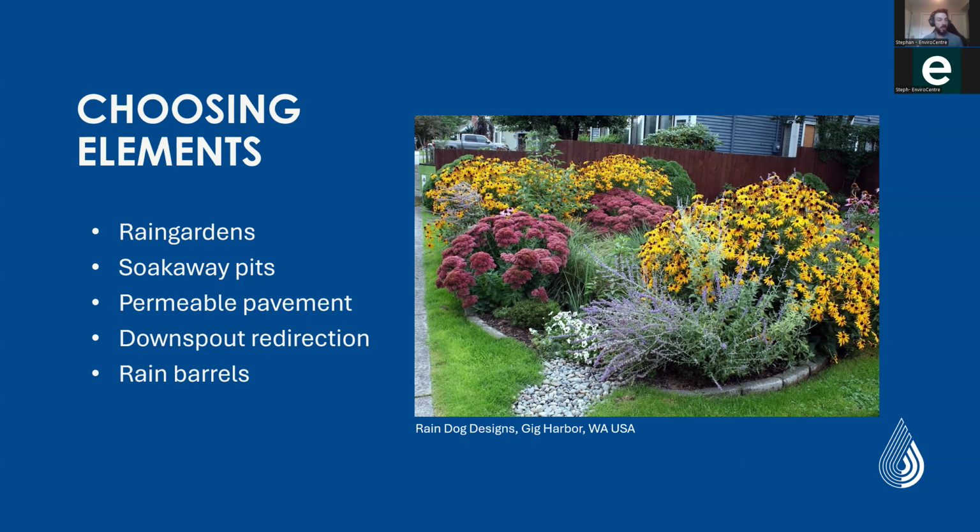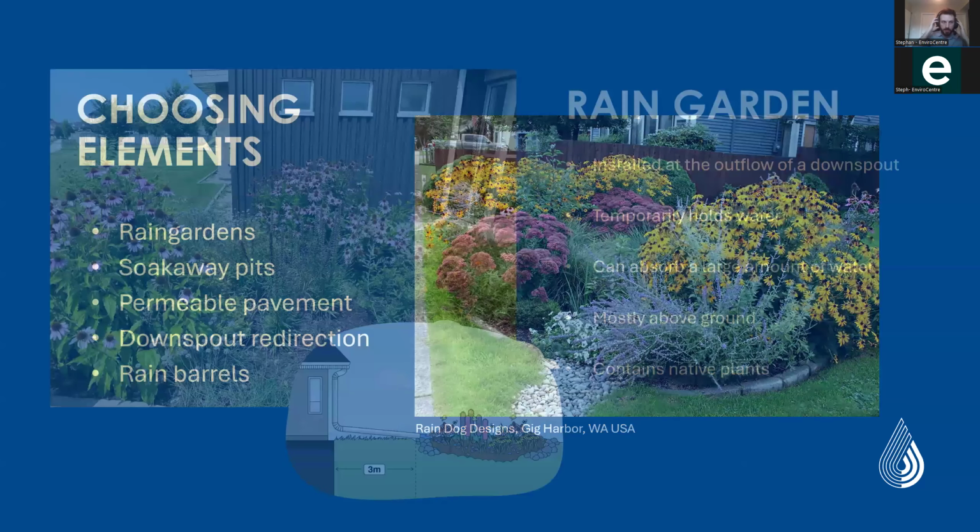There's so many things you can do to better handle stormwater on your property. We're going to focus on a few of them: rain gardens, soakaway pits, permeable pavement, and downspout redirection. All have rebates tied to them. Rain barrels don't, but I figured I'd put it in as a good option. A lot of people often ask about rain barrels or are interested in rain barrels. So we'll go through what makes them their own thing and why you may consider choosing those over some of the other ones.